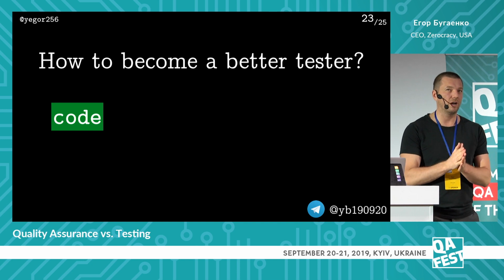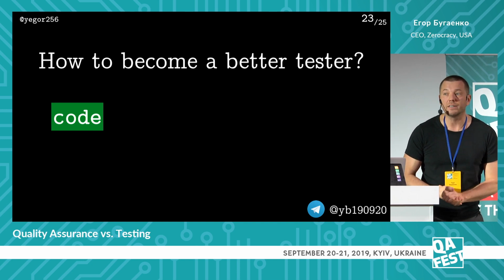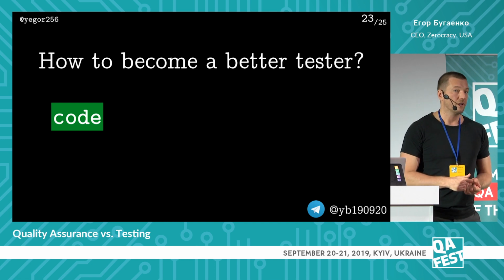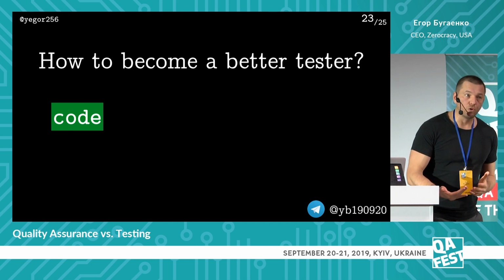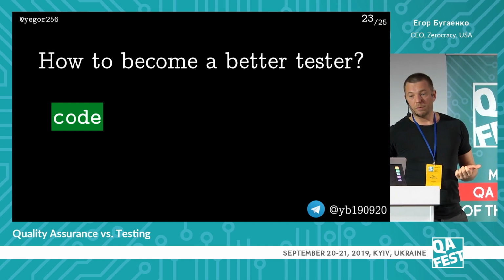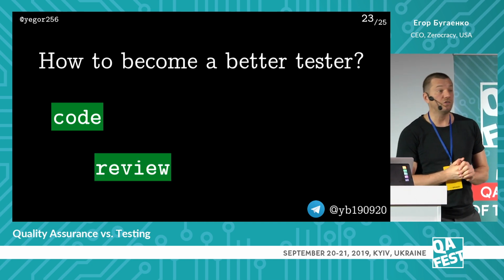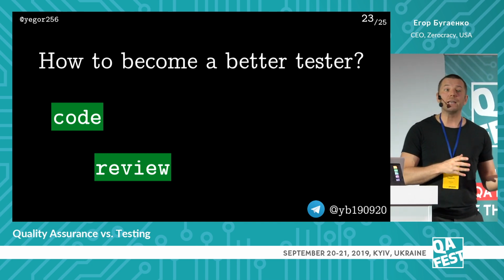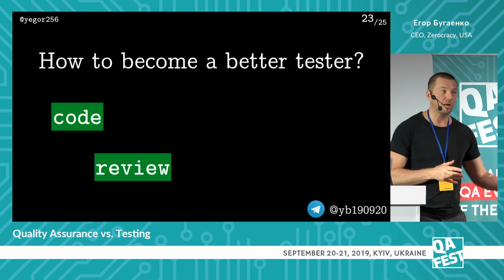Don't think that you will stay as a manual tester for your whole career. No, in that case, you will be underpaid. When you understand how to write code, you will become a better tester. Second point is review. Review the code people write. Participate in the code reviews which programmers are doing.